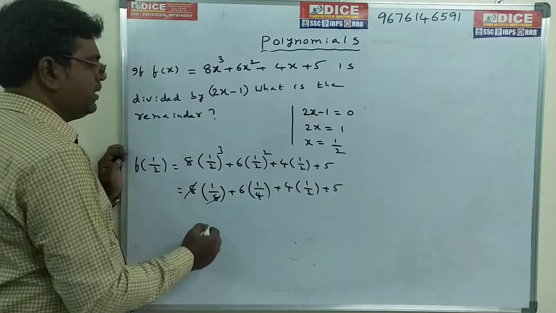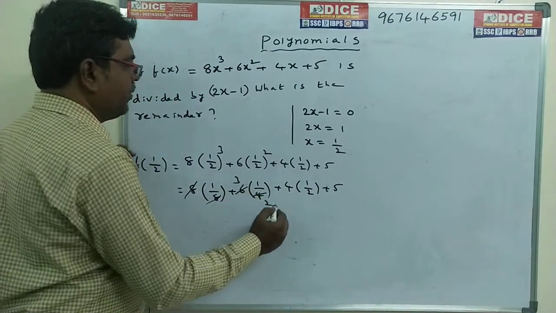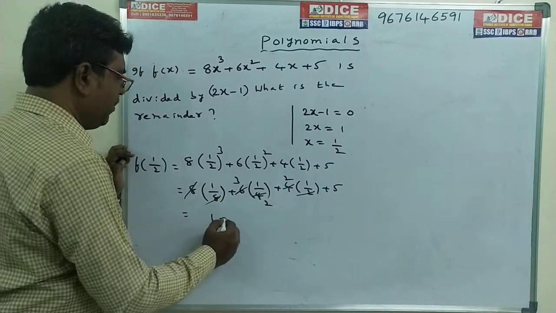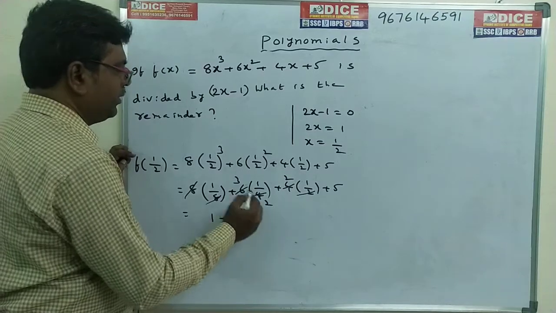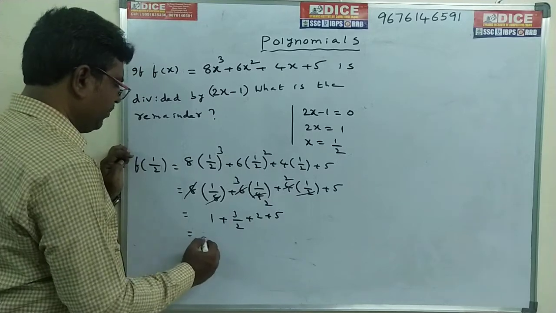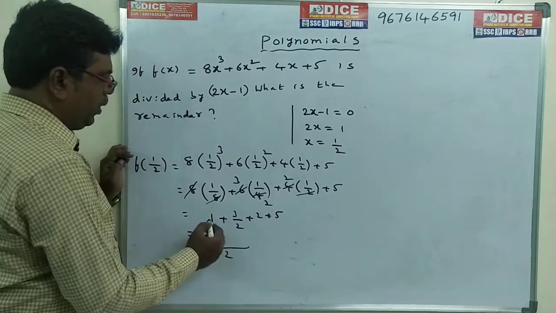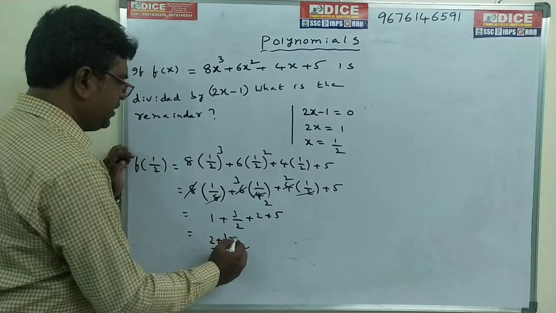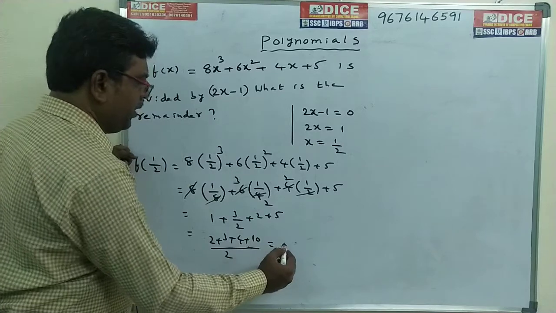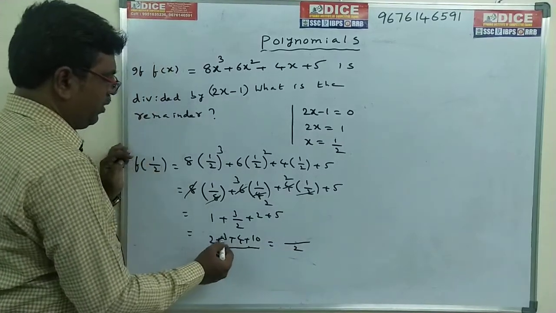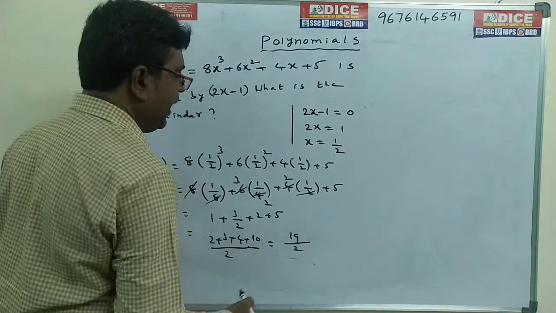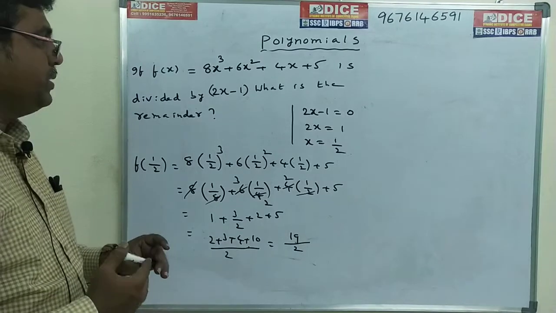Here 8 cancels with 8. 2 3s are 6, 2 2s are 4, 2 1s are 2, 2 2s are 4. So the remainder is 1, plus 3 by 2 here, plus 2 plus 5. So what is the LCM? LCM is 2. 2 into 1 is 2, plus 3 as it is, 2 into 2 is 4, 2 into 5 is 10. So 2 plus 3 is 5, 5 plus 4 is 9, 9 plus 10 is 19. So the answer is 19 by 2. 19 by 2 is the required answer.